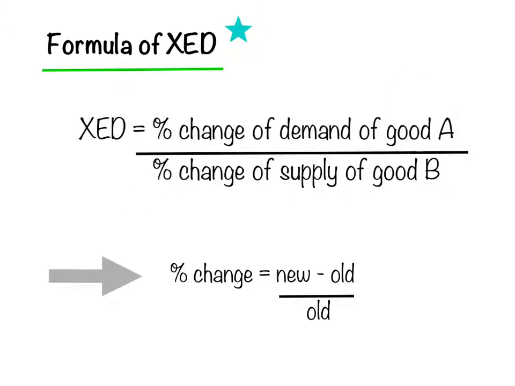First, I will be explaining the formula of XED. So the formula is the percentage change of demand of good A divided by the percentage change of price of good B. The percentage change can be calculated by the new price minus the old price divided by the old price times by 100 to get the percentage.